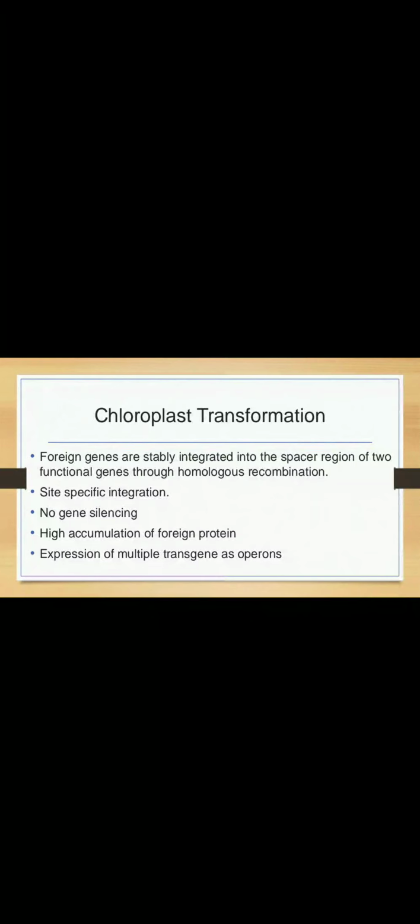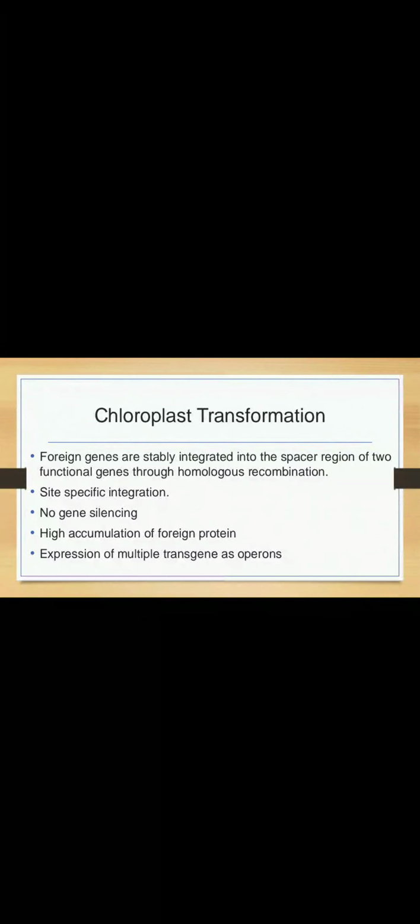They are getting transcribed into a single messenger RNA. Multiple genes are introduced in a single transformation step. So there is no processing, or we can say there is no formation of monocistrons. All the genes are transcribed and translated together.